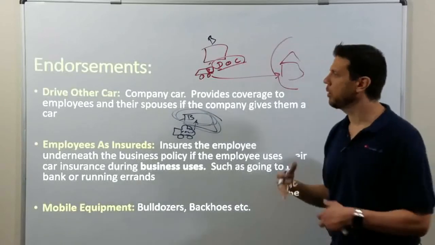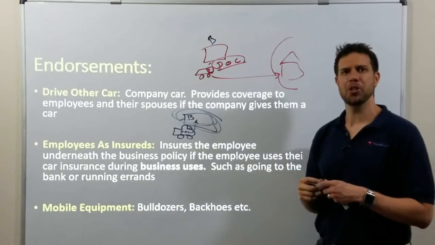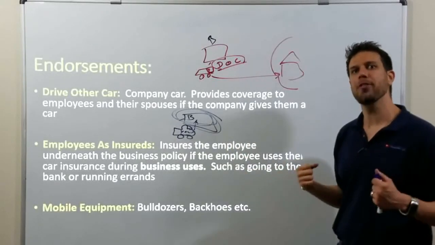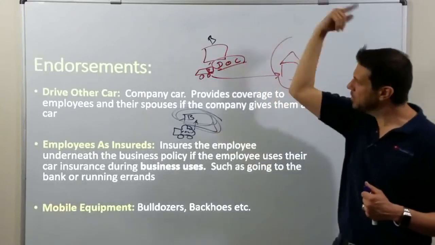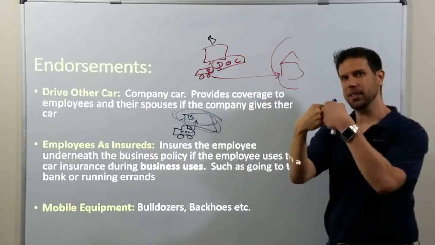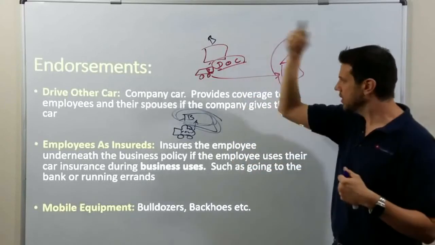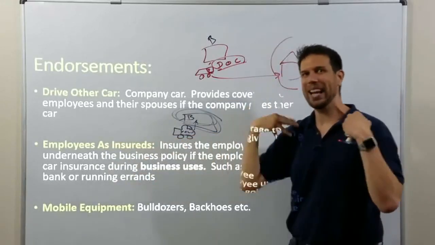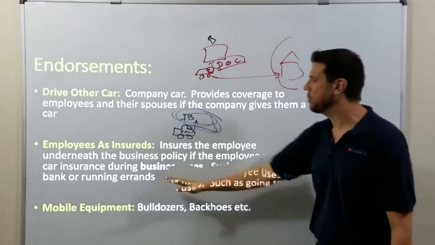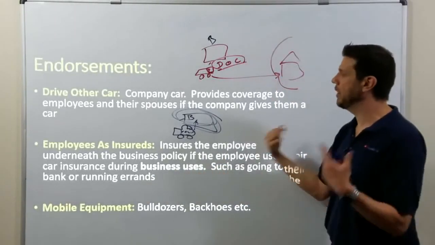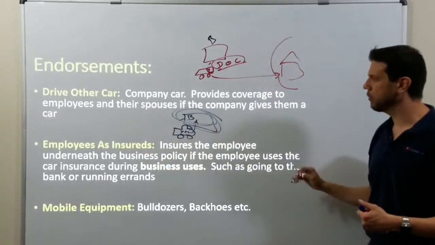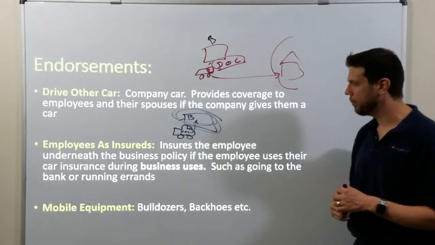My wife used to work for the state of Texas, and she would transport children back and forth to visits. She used her SUV while transporting. The state of Texas has employees as insureds coverage. So if she got in an accident while she was working with the kids, the state of Texas's insurance would kick in, not our insurance. If you have an employee that runs errands or makes bank deposits, and you want to make sure that they're covered if they get in an accident, then the business would purchase employees as insureds coverage to cover that driving.